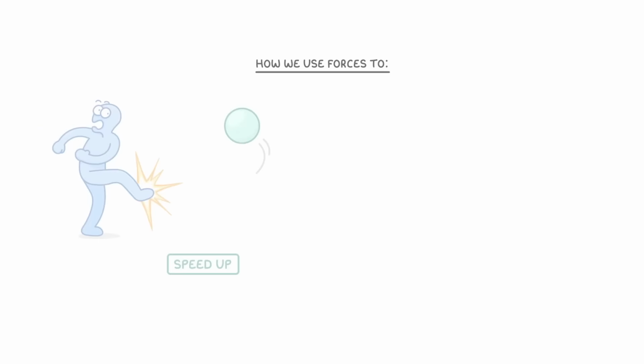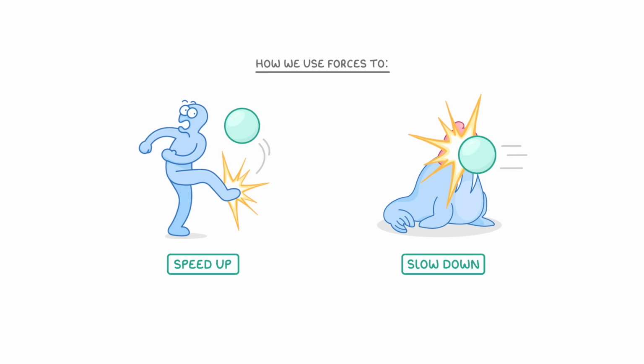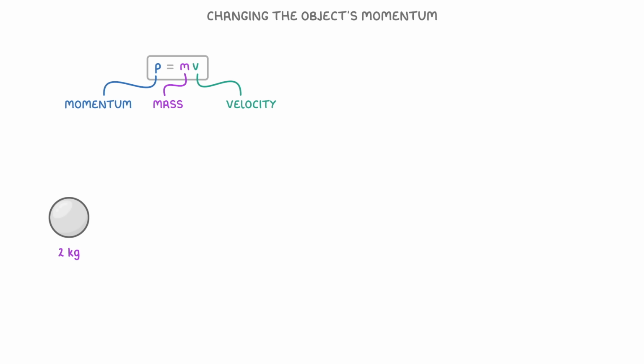In this video, we're going to look at how we can use forces to speed up or slow down an object, thus changing the object's momentum. We saw in the last video that momentum is equal to mass times velocity. So if we had a 2 kilo particle that was travelling at 5 meters per second, then its momentum would be 2 times 5, so 10 kilogram meters per second.